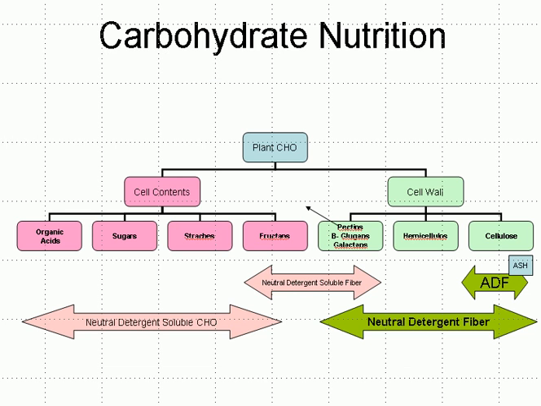Another way to look at this is to look at the various carbohydrate fractions from a different perspective. We have the whole plant, we divide it into the cell contents, and then we also divide it into the cell wall, or the structural components. When we look at the components that are in the cell contents, we actually measure this by the neutral detergent soluble fiber. This is composed of the organic acids, the sugars, the starches, and the fructans.